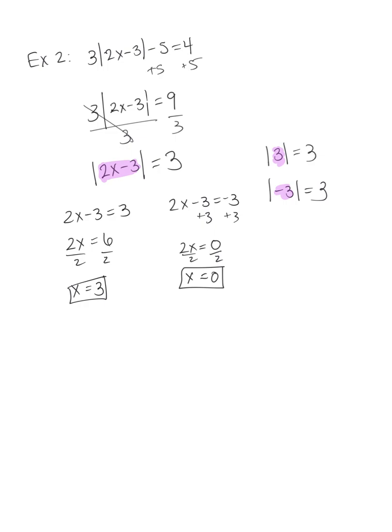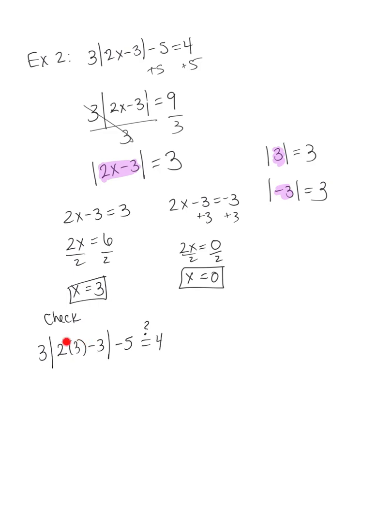Okay? What we're going to do is go ahead and quickly check our work, remembering that we have to plug x equals 3 into the original function, which is 3 absolute value of 2 times 3 minus 3 minus 5. And that's what we want to know if it equals 4. If it does, this solution works.